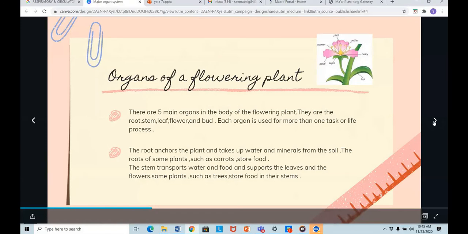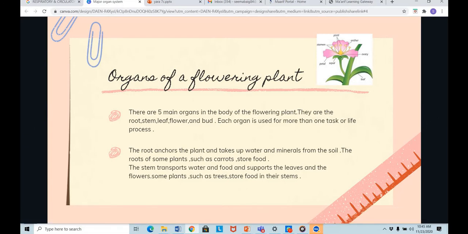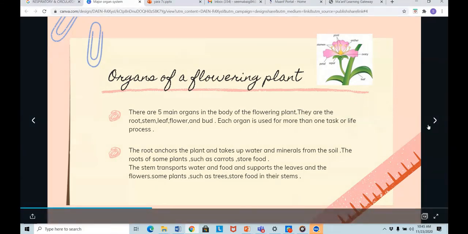Organs of flowering plants. There are five main organs in the body of a flowering plant. They are roots, stem, leaf, flower, and bud. Each organ is used for more than one task or life process. The roots anchor the plant and take up water and materials from the soil. The roots of some plants, such as carrots, store food. The stem transports water and food and supports the leaves and the flowers. Some plants, such as trees, store food in the stem.